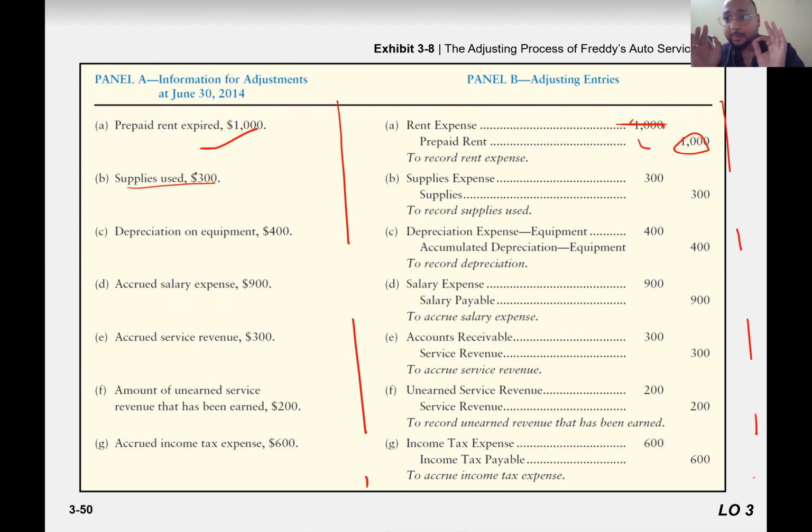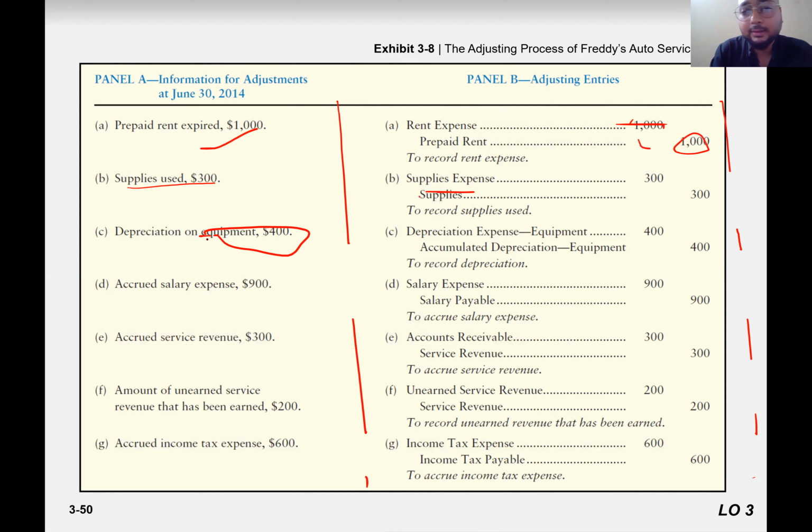Right? So the concept of debit credit is the same. Asset increase, debit, asset decrease, credit. So when supplies are being used, asset decrease or asset increase? Asset decrease. So that's why supplies are on the credit side. And when expense increases, debit. So supplies expense to supplies, right? Similarly, the depreciation on equipment, 400. So depreciation expense to accumulated depreciation, 400.